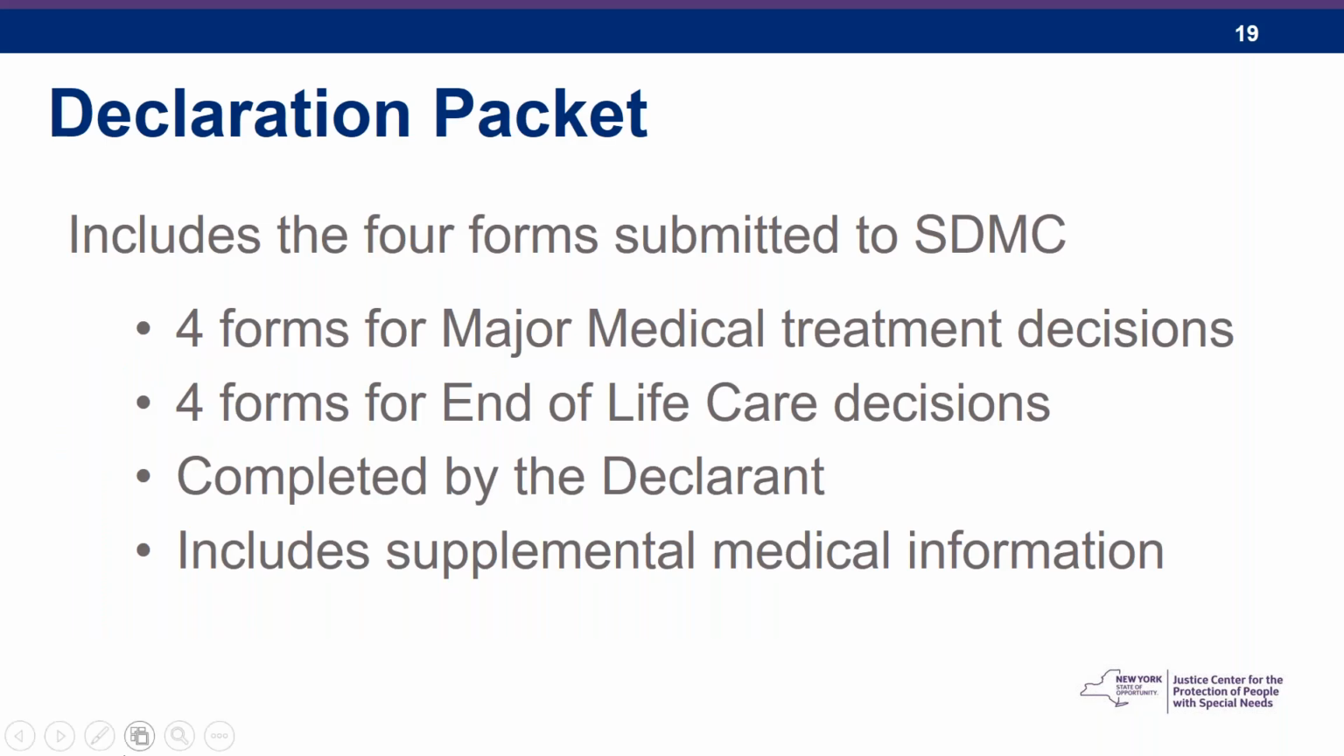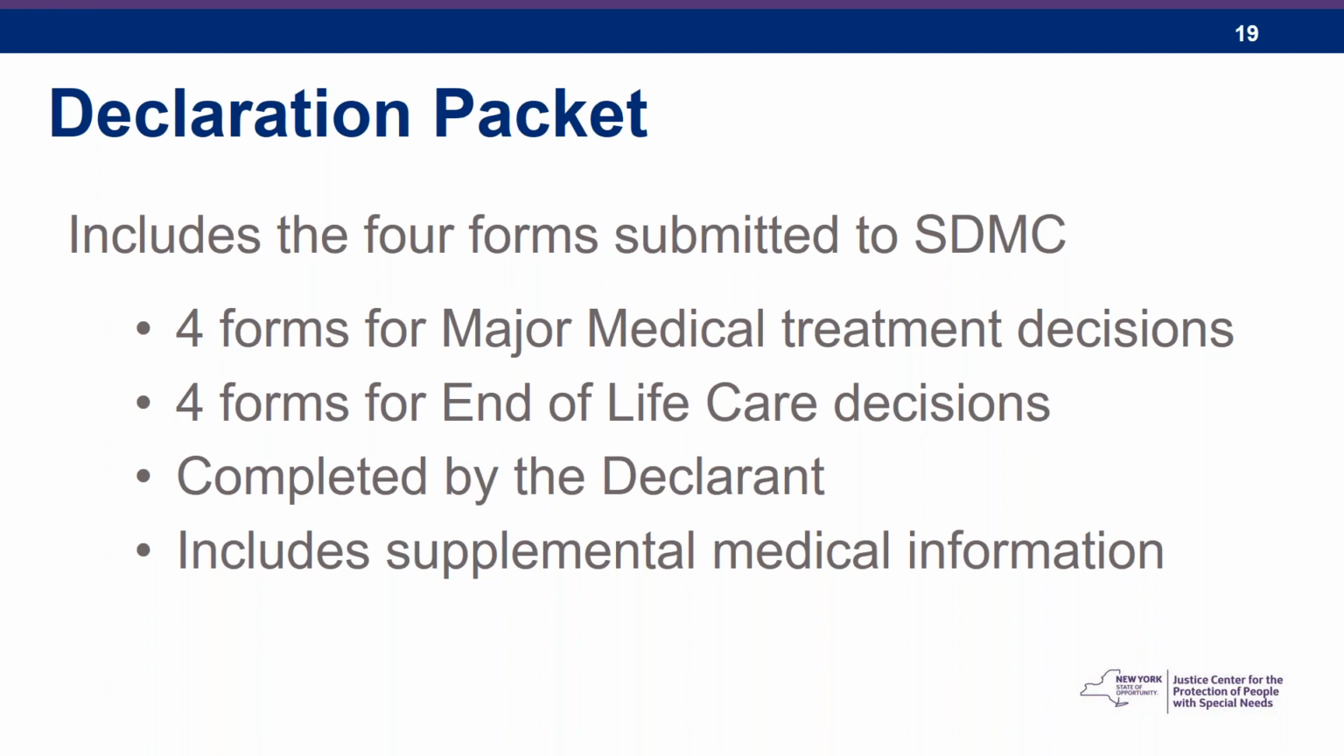All right, so major medical forms. For the declaration packet, this includes the 4 forms that are submitted to SDMC. So there's 4 forms for major medical treatment decisions: the declaration, the capacity assessment, the medical certification, and the supplemental medical information. 4 forms, as we just reviewed, for end-of-life care decisions. We have samples of these forms on the website. We also have, as I mentioned, the PDF fillable links.